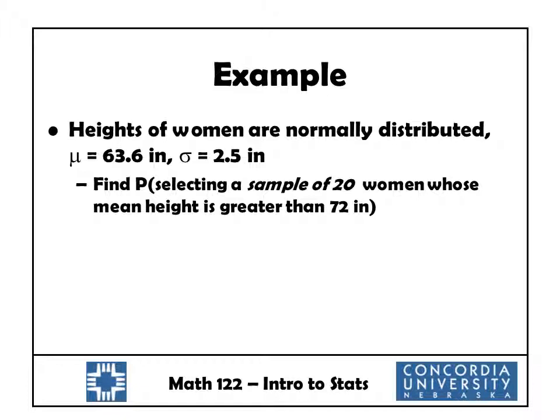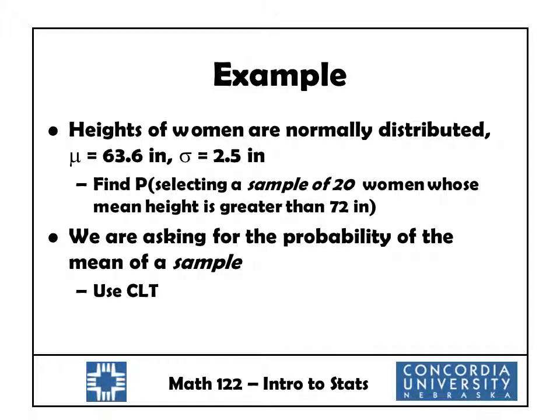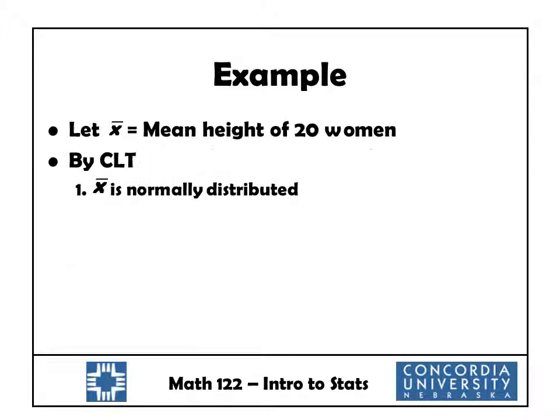So to illustrate this, suppose we have this population of heights of women that are normally distributed with a mean of 63.6 and a standard deviation of 2.5. We want to find the probability of selecting a sample of 20 women whose mean height is greater than 72 inches. Now notice here that we're asking for the probability of the mean of a sample. Whenever we have a problem that deals with the mean of a sample, we're going to use the central limit theorem. Okay. And so the central limit theorem first tells us that x bar is normally distributed.